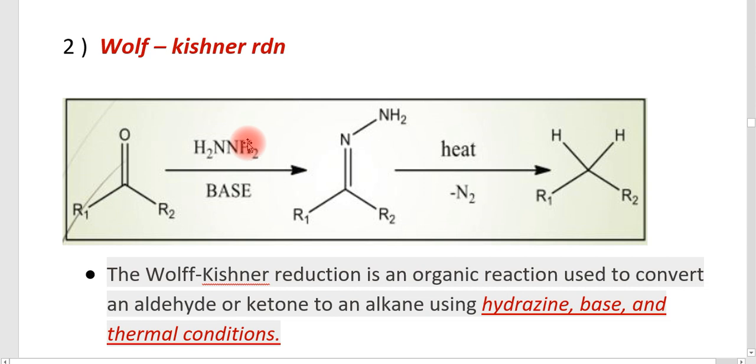Before that, I will explain one more thing. What is the basic difference between this Wolff-Kishner reduction and the Clemmensen reduction, which was discussed earlier? The Wolff-Kishner reduction is done under strongly basic conditions using high heat in a polar protic solvent, but the Clemmensen is performed in strongly acidic conditions. That is the basic difference between the Wolff-Kishner and the Clemmensen reduction.